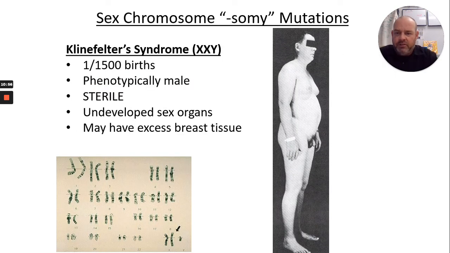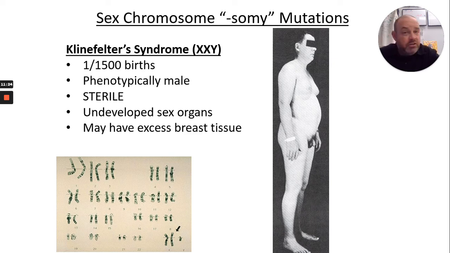So Klinefelter's is phenotypically male. In this case, you've got an XXY. You actually have 3 sex chromosomes. XX typically female, XY typically male. So that can be a little bit different as well. So 1 in every 1,500, phenotypically male because they have the Y. They are producing testosterone and they do have male sex organs.